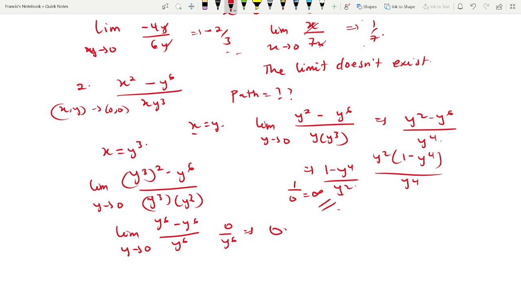Now, I took one path, I had infinity. I took another path, I had 0. What does that mean? Since I got two different limits using two different paths, the limit doesn't exist.